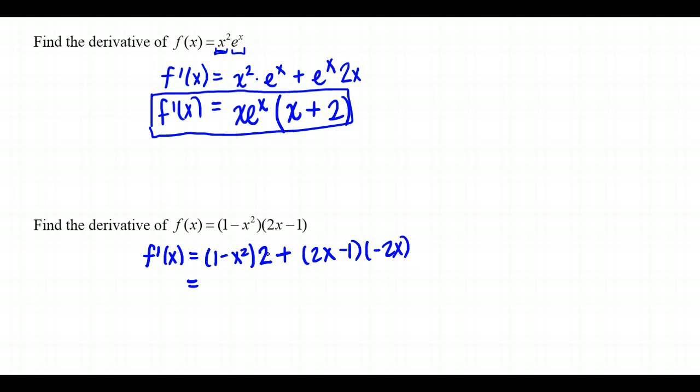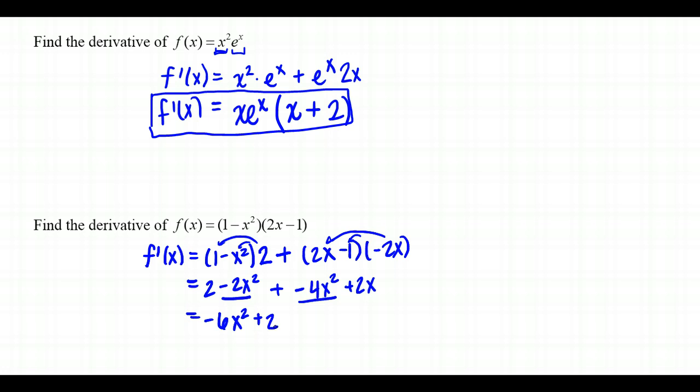Let's go ahead and simplify this. I'll distribute in the 2 here. So I'll get 2 minus 2x squared, plus, and I'll distribute in the negative 2x, I'll get minus 4x squared, and then plus 2x. So if I combine like terms here, I'm going to get negative 2x squared and negative 4x squared to be negative 6x squared plus 2x plus 2. So this is my derivative, f prime of x. That was one way to do it.